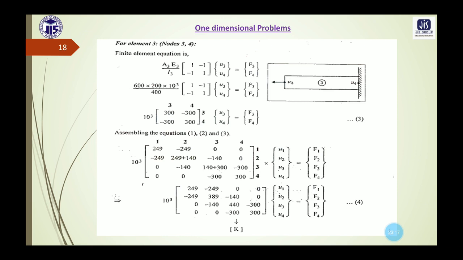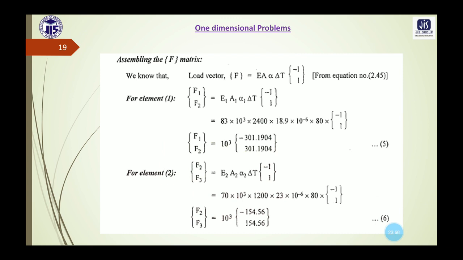Now if we assemble these three different finite element equations, we will get a 4x4 stiffness matrix. So this is the final form of the assembled finite element equation for the given structure, which is our equation number 4.